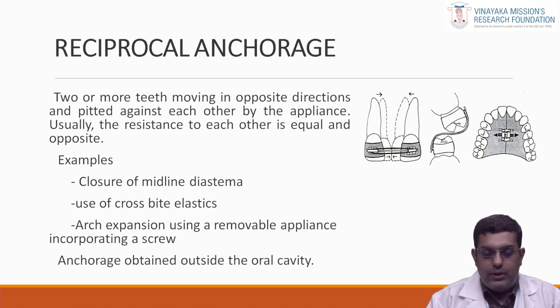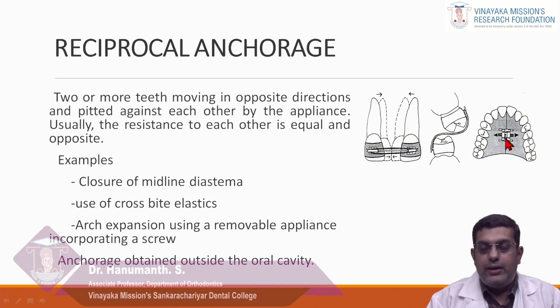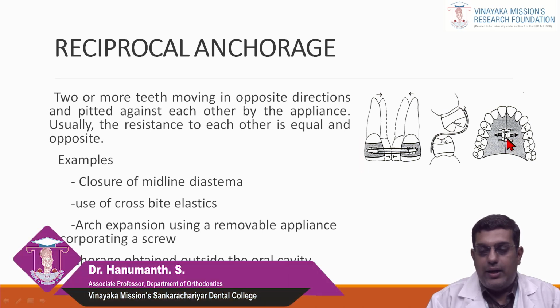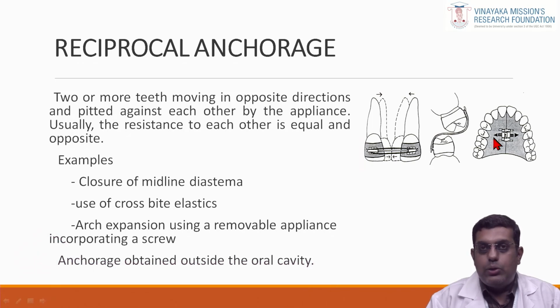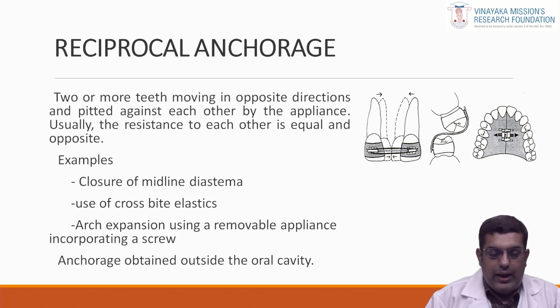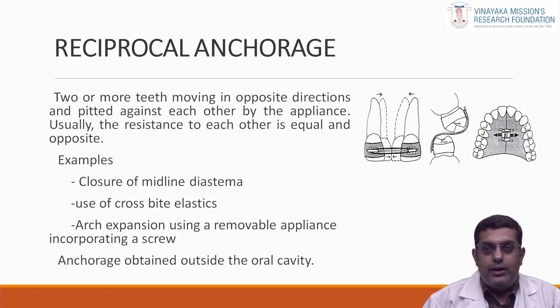The third example is the use of a removable appliance which incorporates a screw for expanding the maxillary arch. So you can see this jack screw which is present in the midline is used effectively to create an expansion of the maxillary arch, thereby pushing both the right side and the left side of the arch equally outside. So this is another example of a reciprocal anchorage. Anchorage is mainly obtained outside the oral cavity.